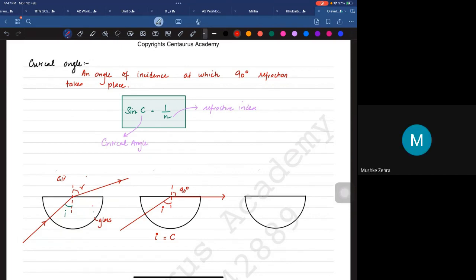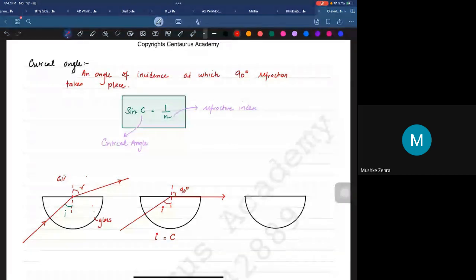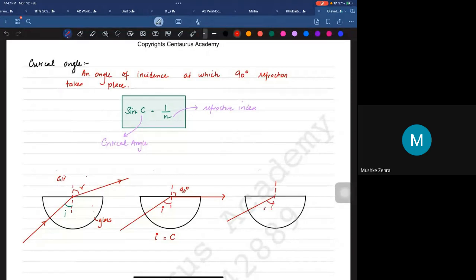All right. Then what happens is, if you further increase the angle beyond the critical angle, you draw a normal line. At that angle, the ray, instead of going out, will be reflected inside at the same angle. And this phenomenon happens when the angle of incidence becomes greater than the critical angle, and that is called total internal reflection.